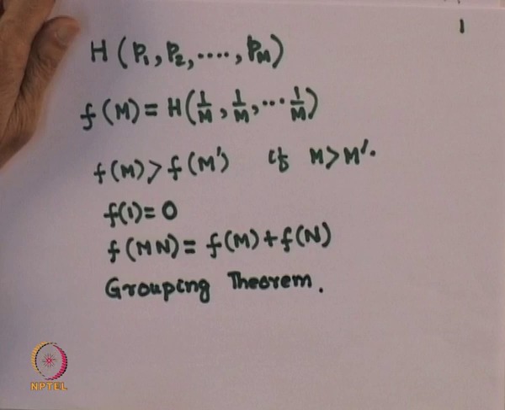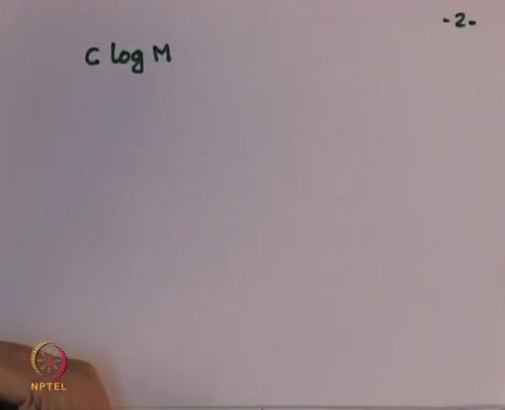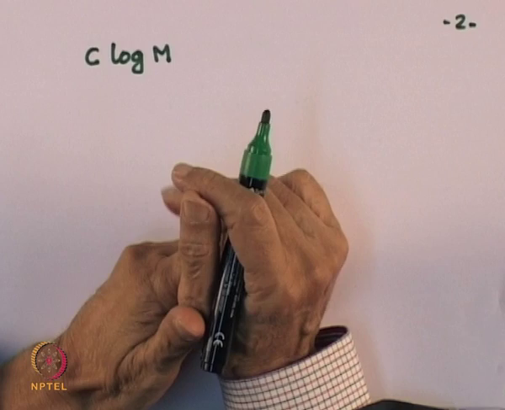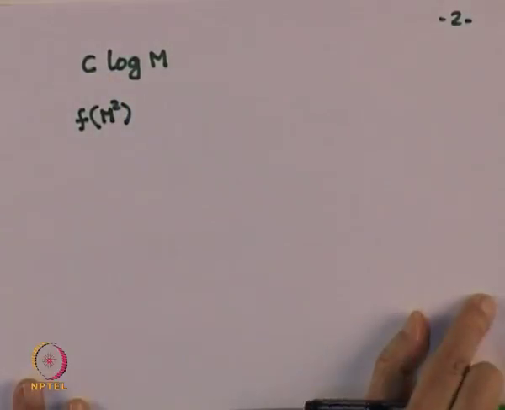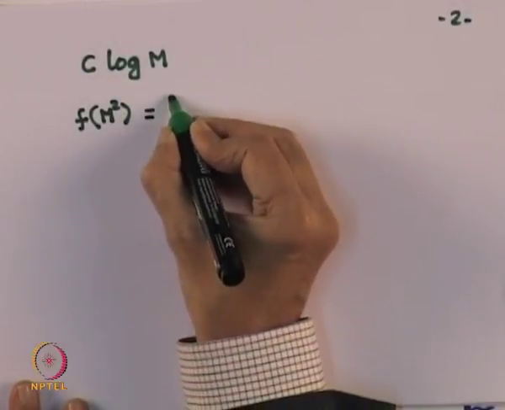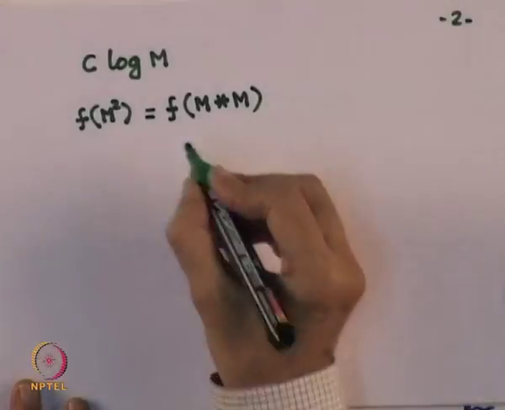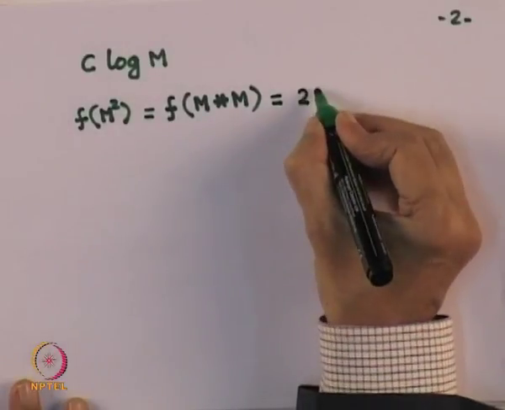Now, we claim that a function which is a constant c times logarithm of m, the base of the logarithm being unimportant, satisfies these four properties that I have talked about. Let us examine them one by one. Firstly, you notice f of m square, I will take c to be a positive constant. F of m square is by definition f of m into m, and since f of m n is equal to f of m plus f of n, this is f of m plus f of m, which means it is equal to 2 f of m.